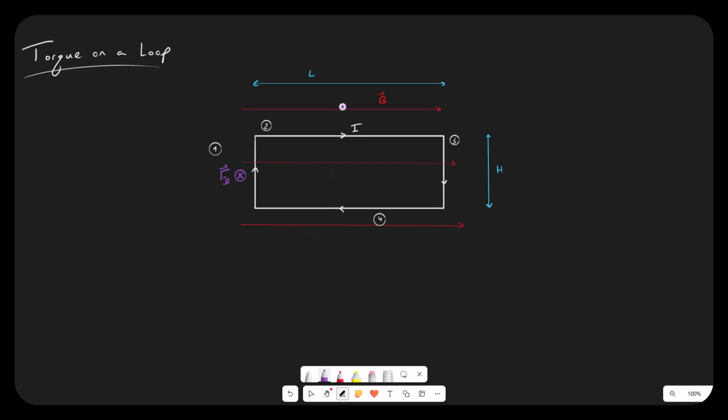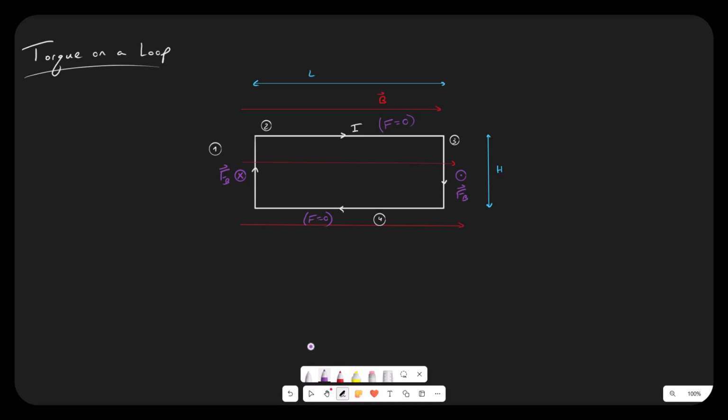On segment 2, my magnetic field and my current point in the same direction as each other, so I get no force. On segment 3, current points down. My magnetic field points to the right, so I get a magnetic force that comes out of the screen. And on segment 4, current goes left, B field goes right, so I get a force of 0. So segments 1 and 3 are getting a non-zero force. Segments 2 and 4 are getting 0.